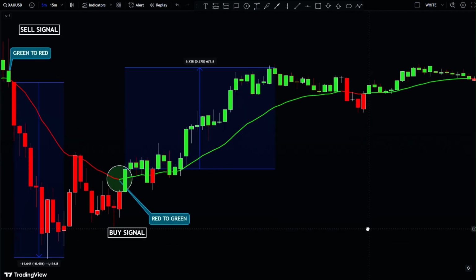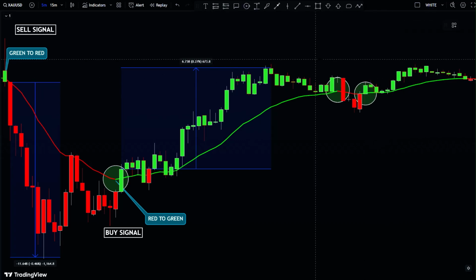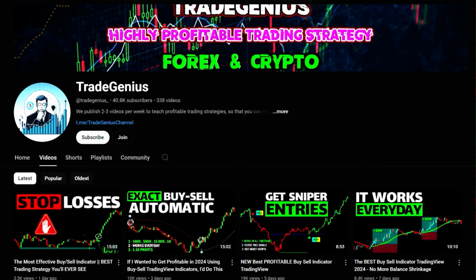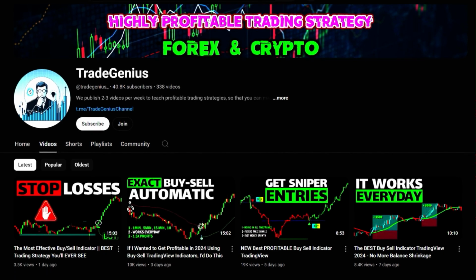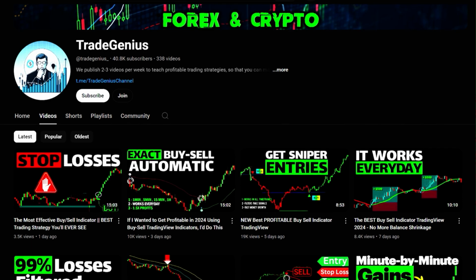Now I've got to tell you, sometimes the indicator might give you false signals, but don't worry, I've got your back. I'll show you a neat trick to avoid those pesky inaccurate signals, but just keep in mind that at TradeGenius, we've got over 300 free profitable trading strategies that could really up your game.